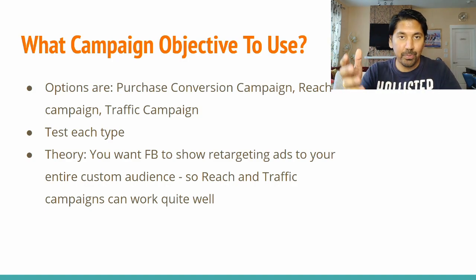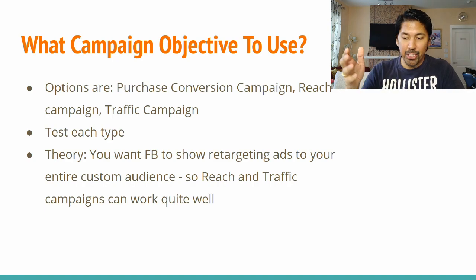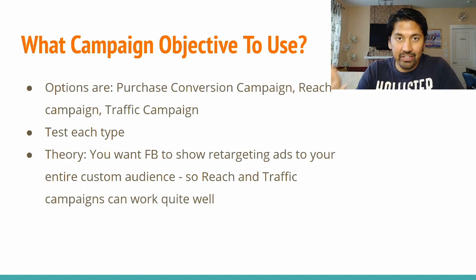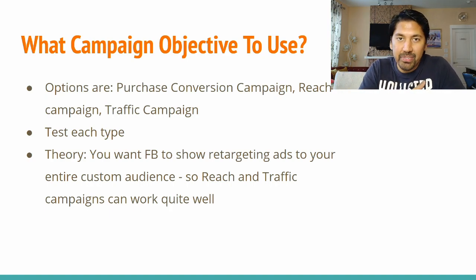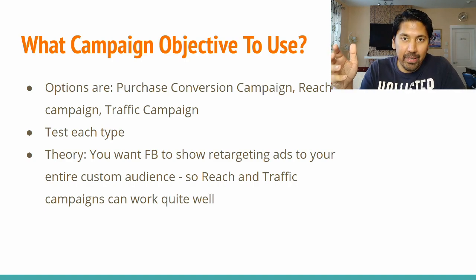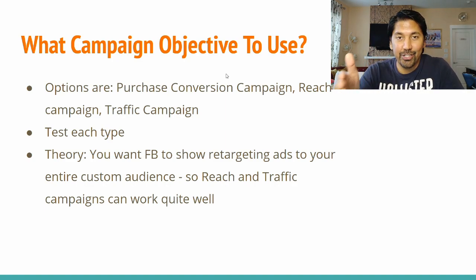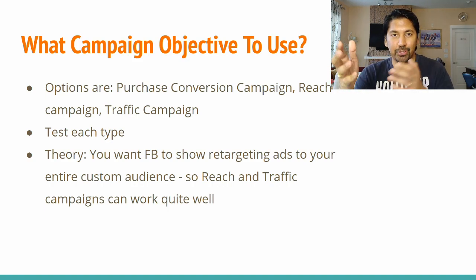Sometimes the same old purchase conversion campaign works better, but occasionally, reach and traffic campaigns are very effective because your goal is just to get these people back to your website, right? So that's what a traffic campaign essentially is. A traffic campaign is when you want to drive as much traffic as possible to the link that you're sharing in the ad, right? So that's what the goal of a retargeting campaign is. And then a reach campaign, the goal is to get your ad out to as many people in that defined audience as possible. So both of those are complementary goals when it comes to retargeting.